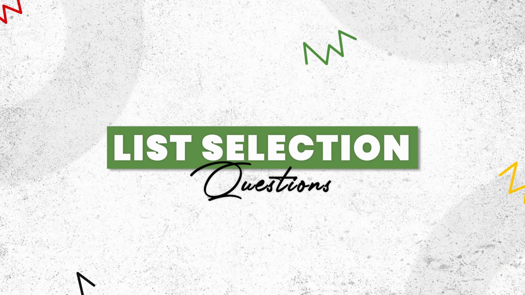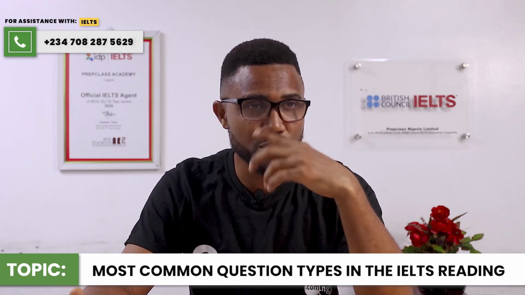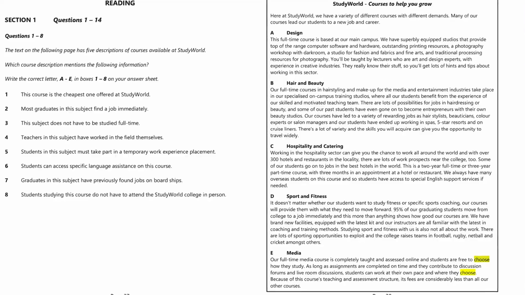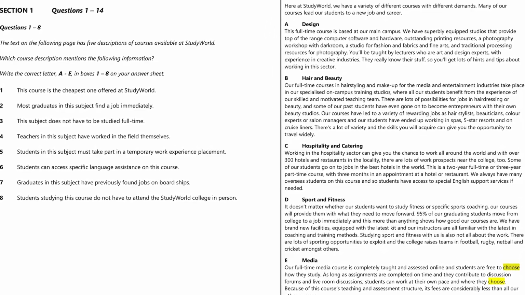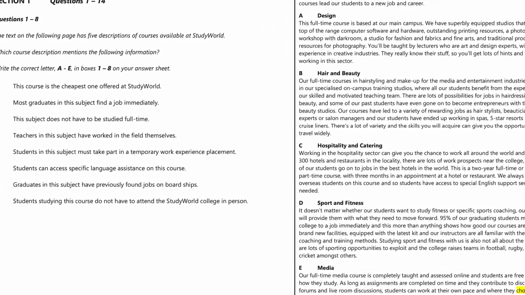Let's talk about another one. It's called list selection questions. Now, list selection questions can be complicated, like MCQ questions, multiple choice questions, because you will be given choices. Say, maybe you'll be given a list of 8 to 9 itemized words, and they will ask you to pick 3 or ask you to pick 4.